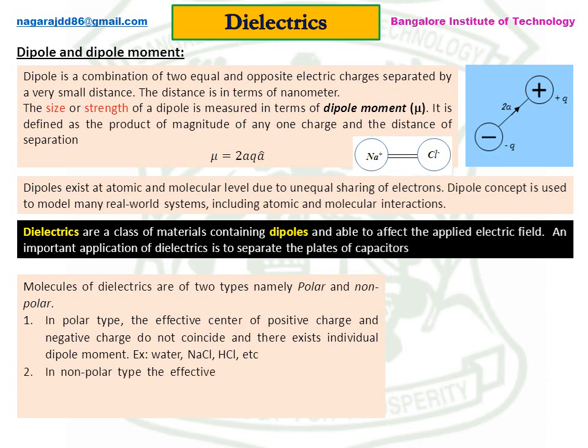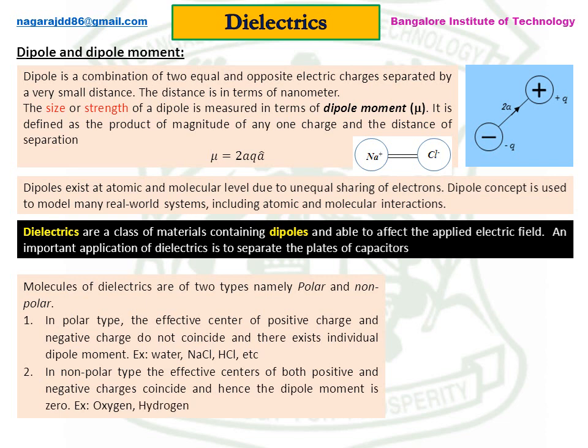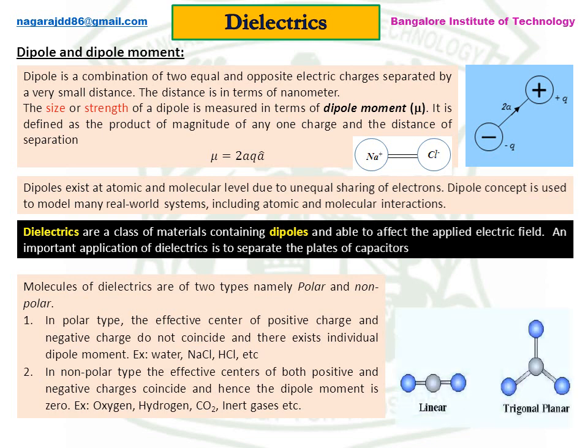Next is nonpolar. In nonpolar type, effective centers of both positive and negative charges coincide and hence dipole moment is zero. Example, oxygen, hydrogen, carbon dioxide, inert gases, etc. See, by and large, all linear molecules are nonpolar type and all non-linear molecules are polar type. So, linear structures non-polar type, non-linear structures polar type.